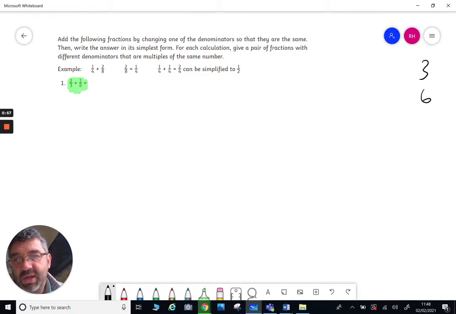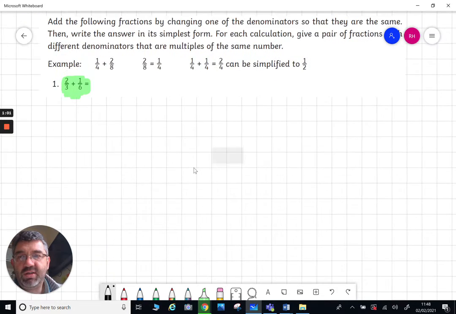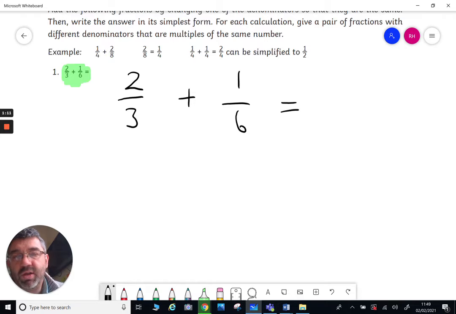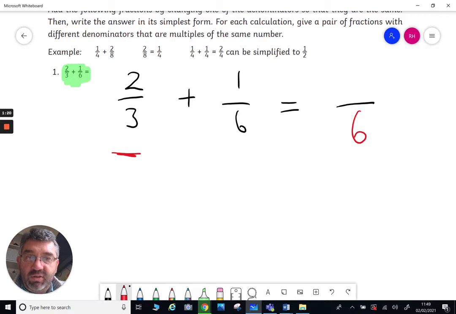So if I make this now a little larger, so we can see when I do a little bit of writing. Okay, so 2/3 added to 1/6 equals something. We need to put here in the answer a 6. Okay, and we need to turn this 2/3 into sixths. So we have to think to ourselves, what do we do to the 3 to turn it into 6? Well, we can multiply it, and we multiply 3 by 2 to get 6.